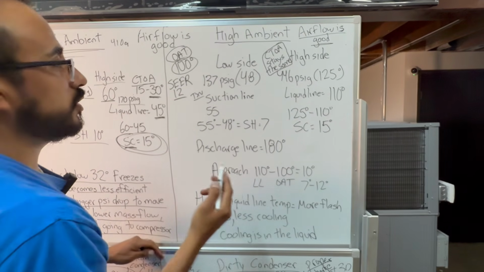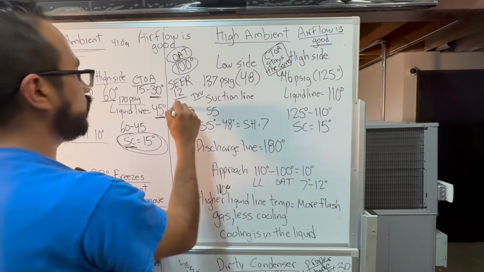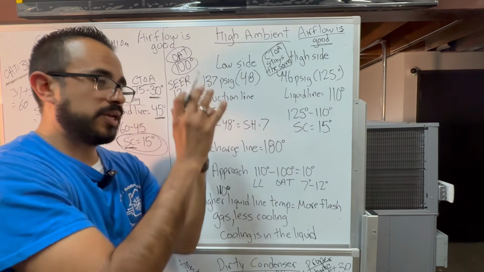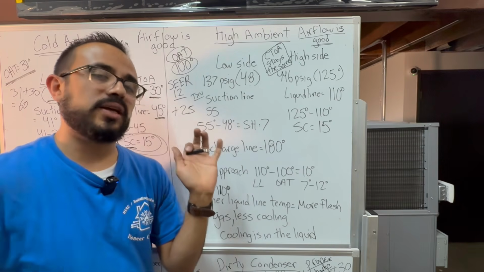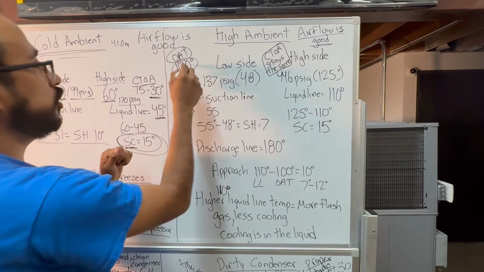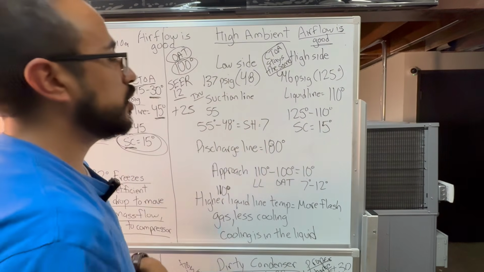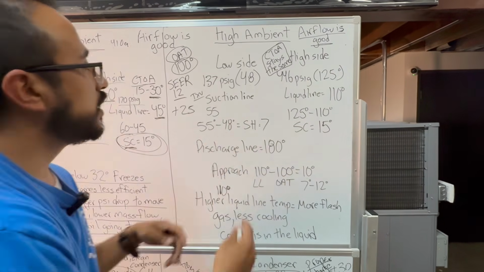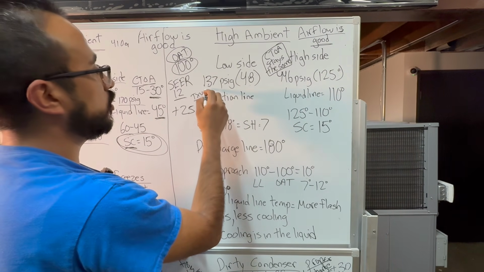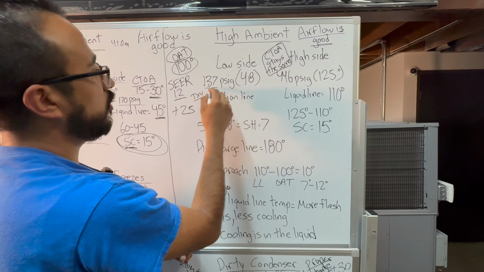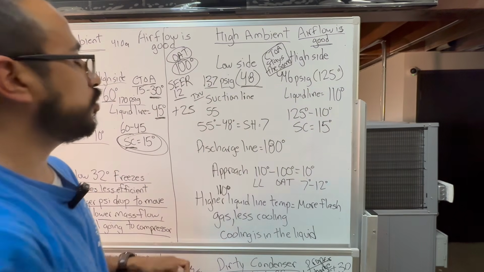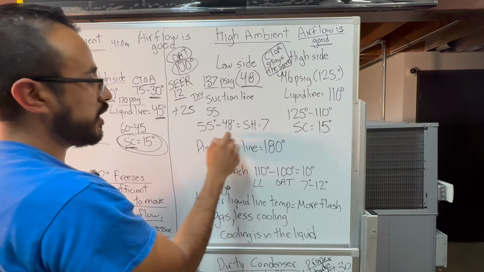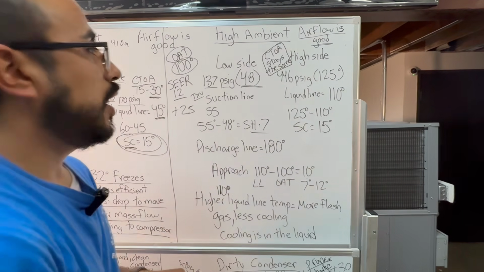So that's, what is that? 25. So ambient air, right, for a SEER 12, ambient air plus 25, that should be my condensing temperature. So 100 plus 25 is 125, sure enough, there we go. Our head pressure is 446, 125 degrees. Our suction pressure is 137 psi, higher suction pressure. My suction line temperature is 55, so 55 minus 48, superheat of 7.